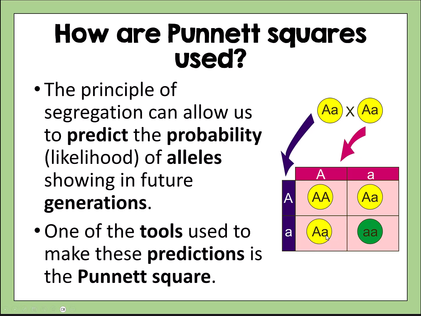So we use these squares to represent percentages, where 1/4 or 25% of the offspring are going to be homozygous dominant, 50% of the offspring will be heterozygous, and 25% of the offspring will be homozygous recessive and show that recessive phenotype.